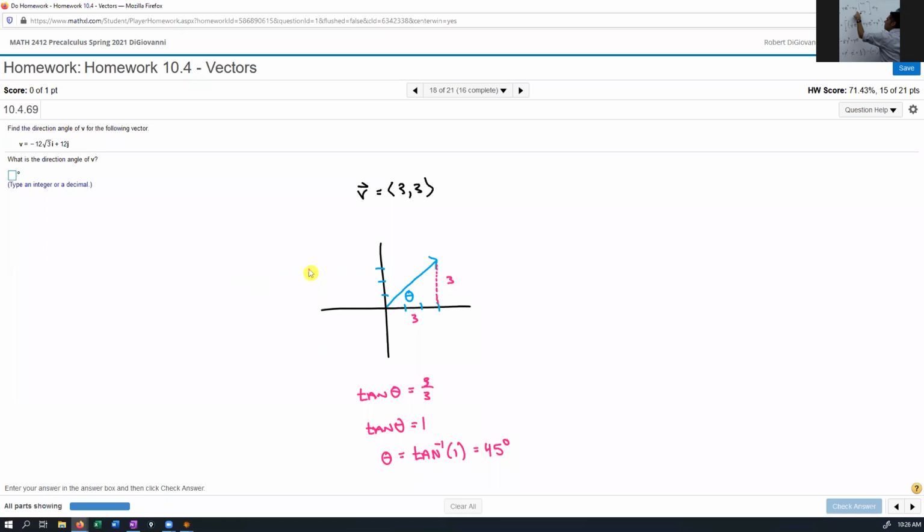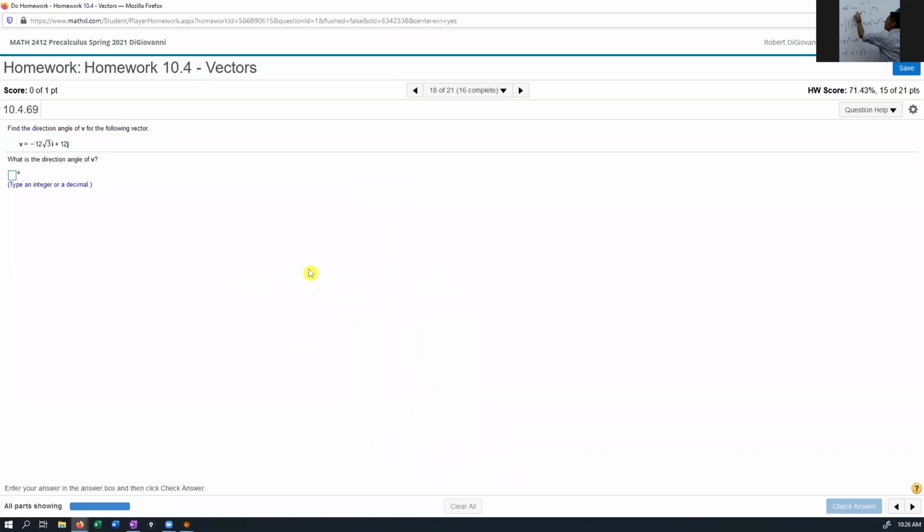Okay, so this one, they give us a vector. It's the vector negative 12 root 3, 12. So negative means to the left somewhere, okay? And then we go up 12. Okay, so we have this point here. We have a vector that goes from here to here. And that vector is the vector negative 12 root 3, 12. So we are in the second quadrant.